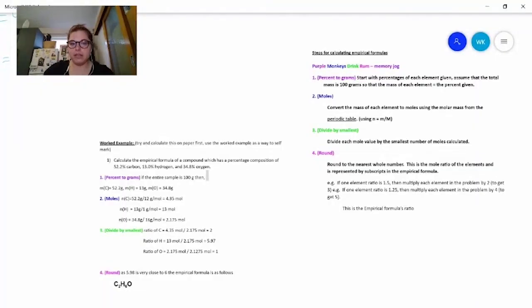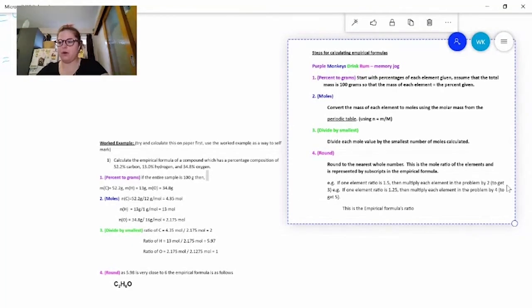In our next step, we calculate the moles of each atom by first assuming that the sample we have is 100 grams. Why? Because quick maths. Because it's 100, we can change our percentages into grams. So instead of 52.2% carbon, we have 52.2 grams per 100 grams of carbon. Okay, so we've figured out our percent to grams, and now we're working out our moles.